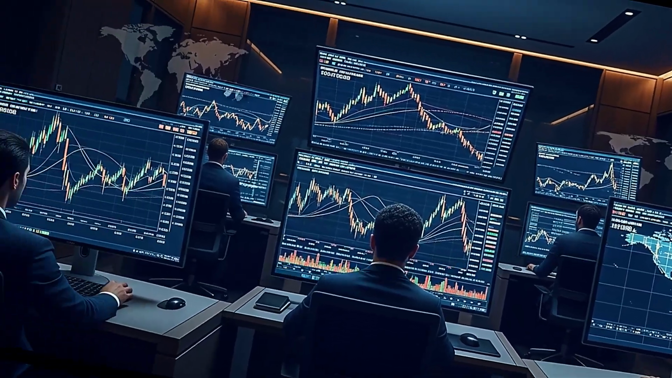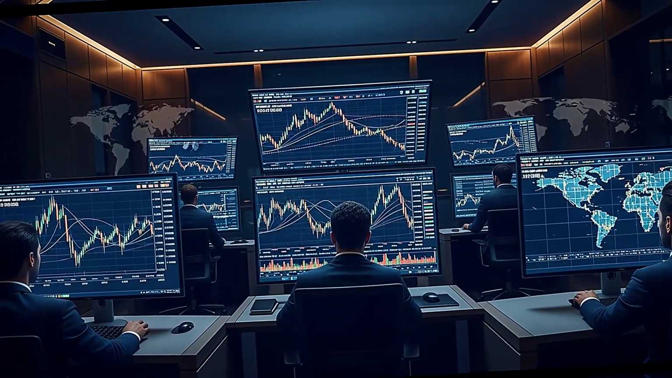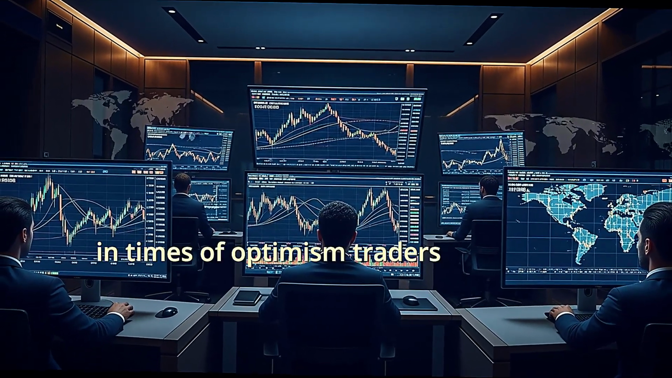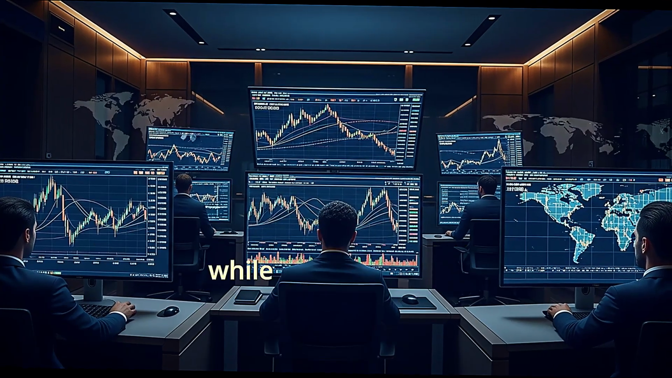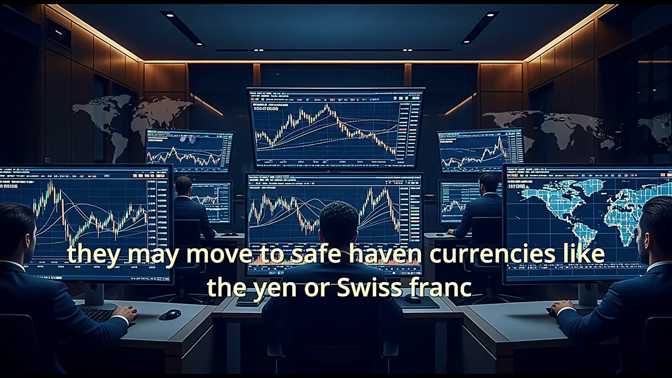Market sentiment. Investor perception and risk appetite play a significant role. In times of optimism, traders may favor riskier currencies, while in times of fear, they may move to safe haven currencies like the yen or Swiss franc.